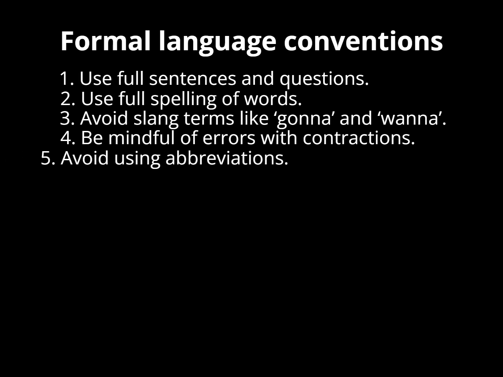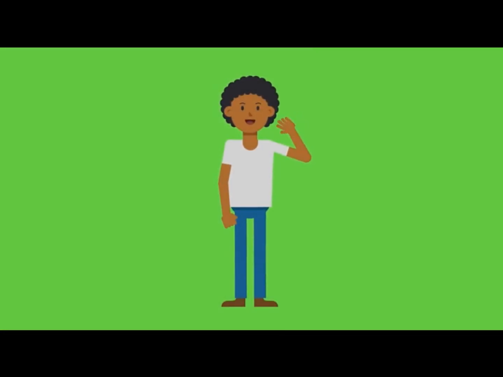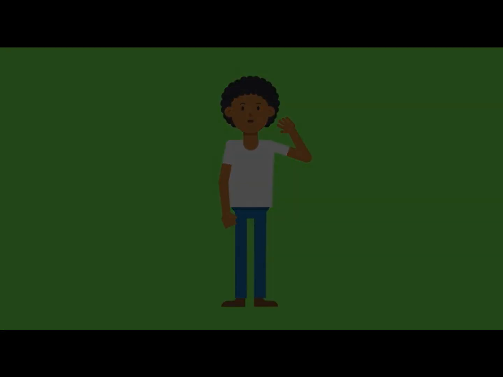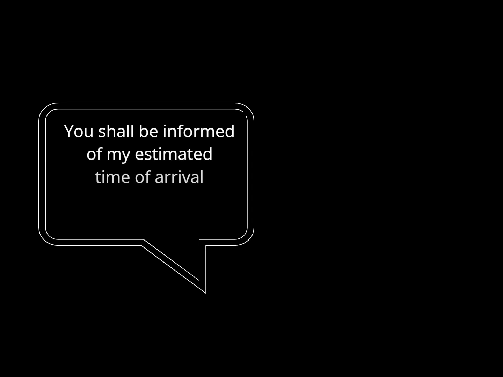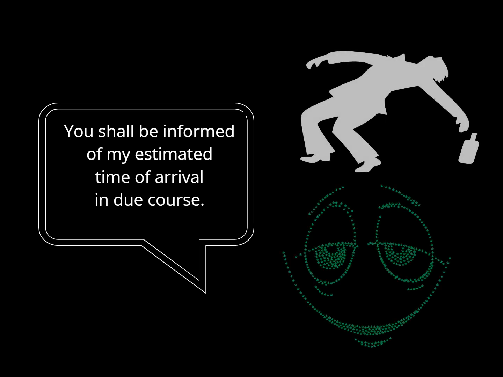Look, one last thing that would be part of a formal language convention would be avoid using abbreviations like LMK, for the reasons that not everyone knows what they mean. Their meaning changes over time. But again, remember, with tone, strike a tone, you always have to mirror what the person that you're communicating with is doing. So in some cases, of course, you're going to be informal. And if you wrote a really formal text to your friend, something like, you shall be informed of my estimated time of arrival in due course, they'll think you're drunk or something better. And you know what I mean by something better.